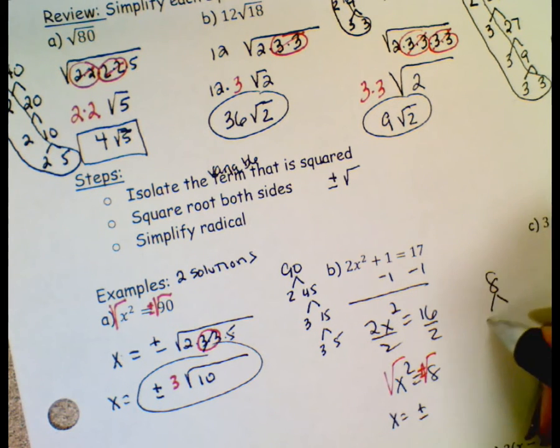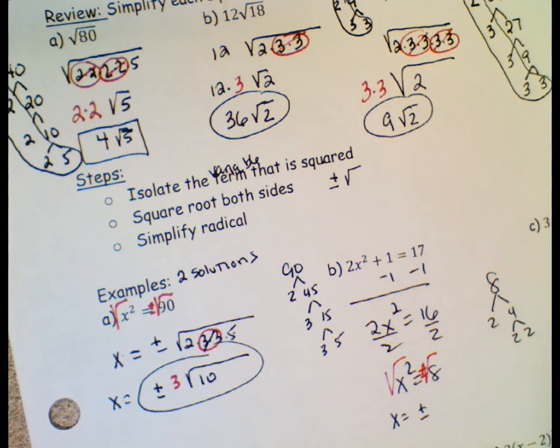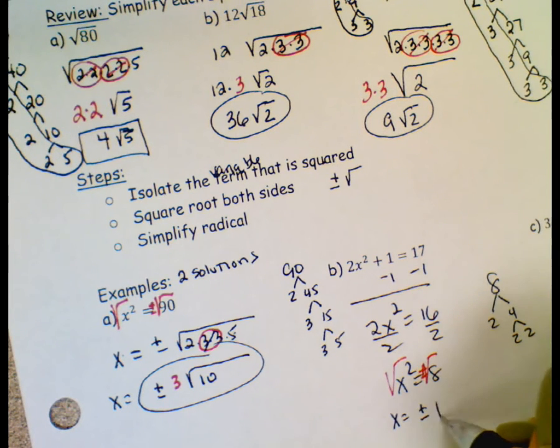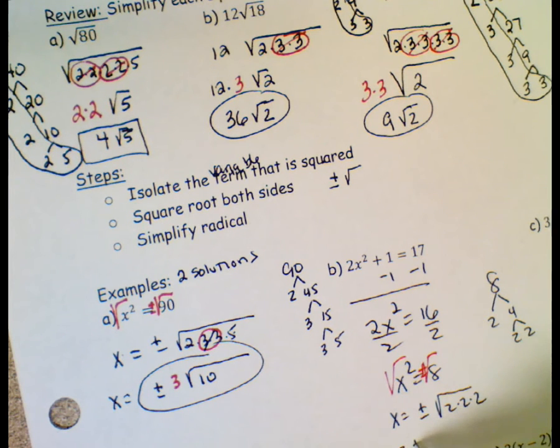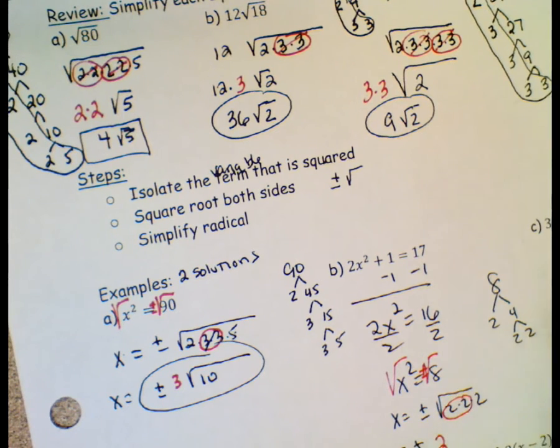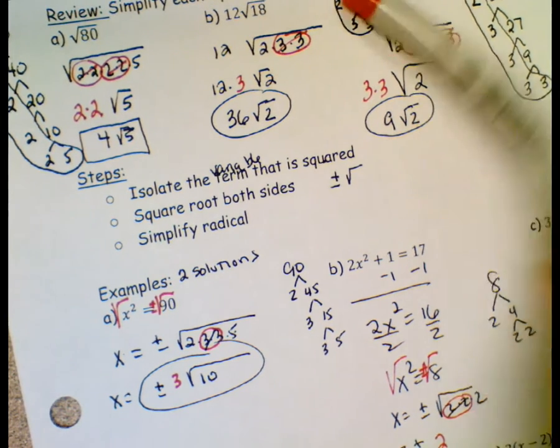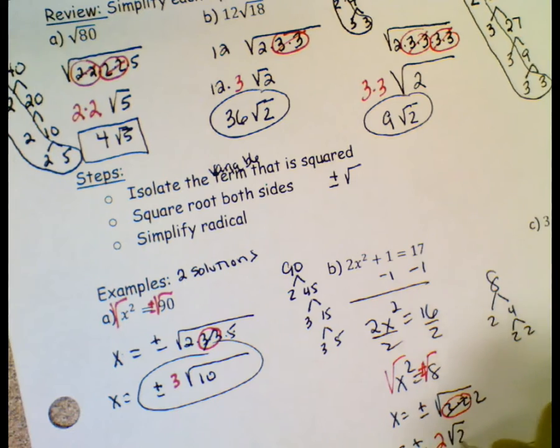8 is 2 and 4, and 2 and 2. So the square root of 8 is 2, 2, and 2. So x equals plus or minus. A pair of them comes out. Bring a 2 out, cross them out. The answer is plus or minus radical 2.